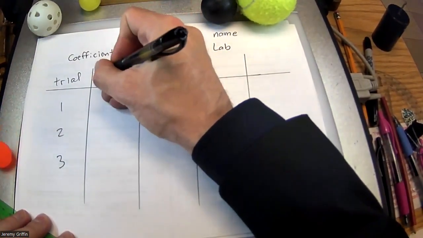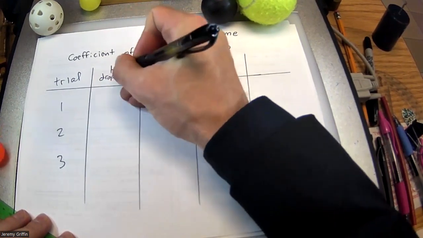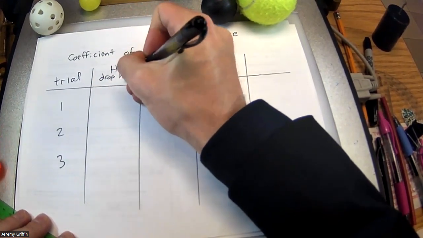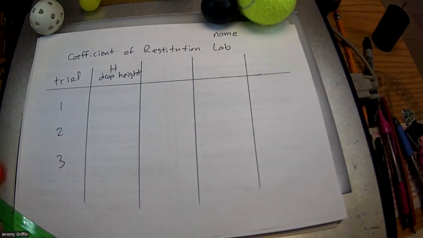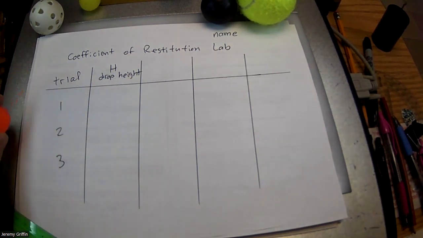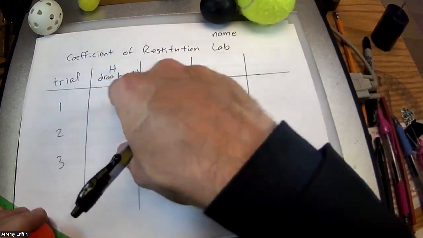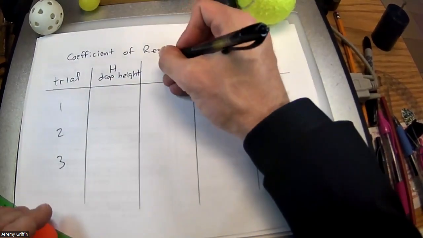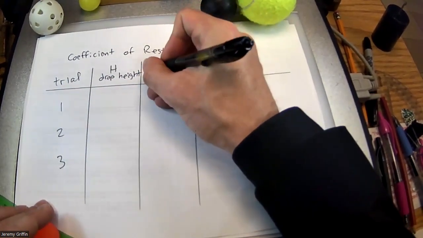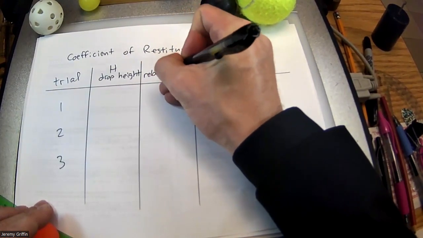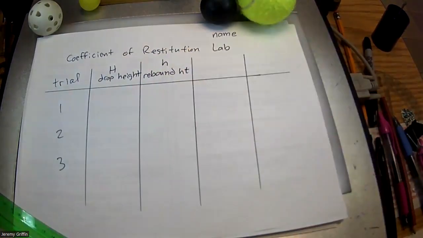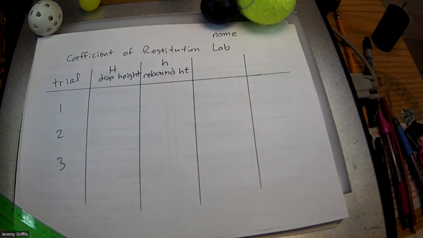go capital H to be drop height. You can do this whole lab with just your favorite ball and a meter stick. Okay, that's all you need. This could be in either meters or centimeters. So I'll let you choose, but pick a unit. Then lowercase h could be the rebound height. So you got drop height, you got rebound height. There you go. Make it a table.